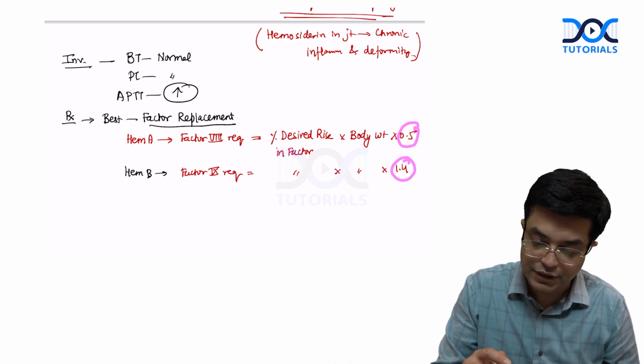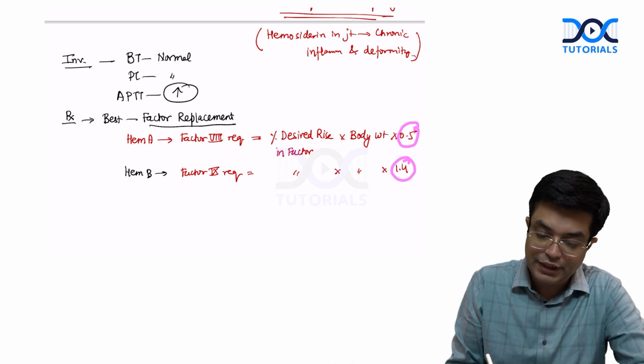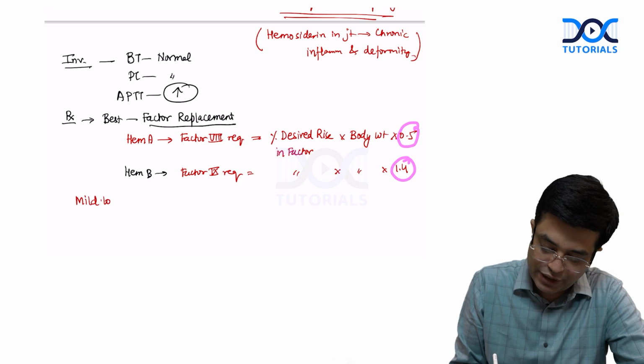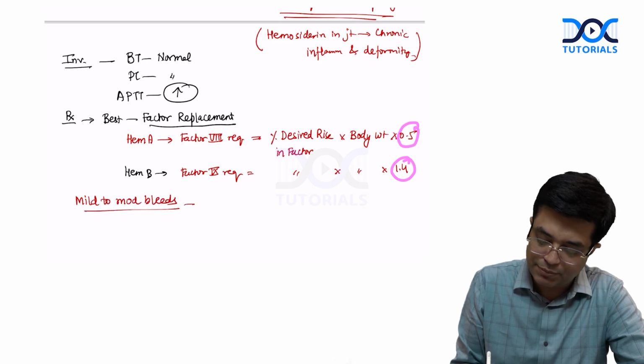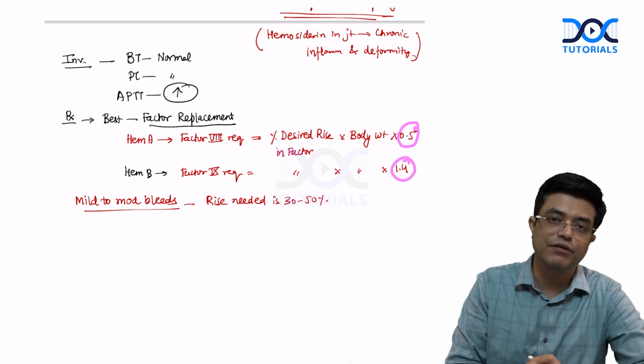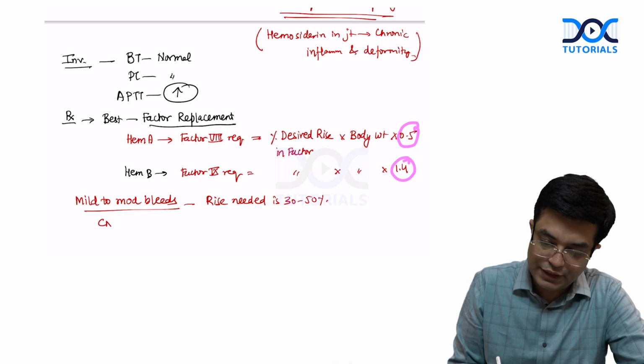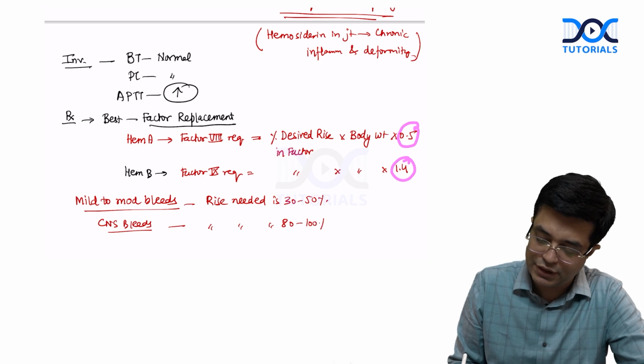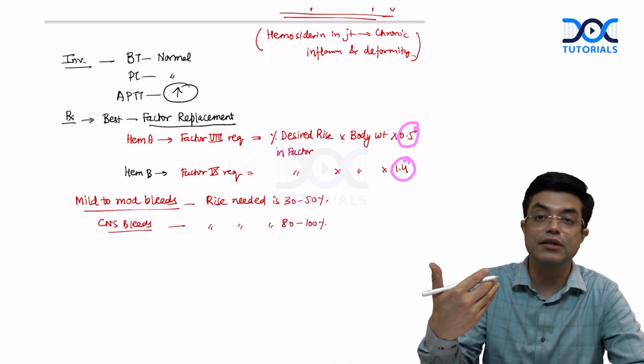And how much desired rise will be needed? If it is mild to moderate bleeds, the rise needed is between 30 to 50% of the total levels of the factor. But in case of CNS bleeds, you want to have 80 to 100% of the level. So this is how you are going to calculate how much factor is needed.